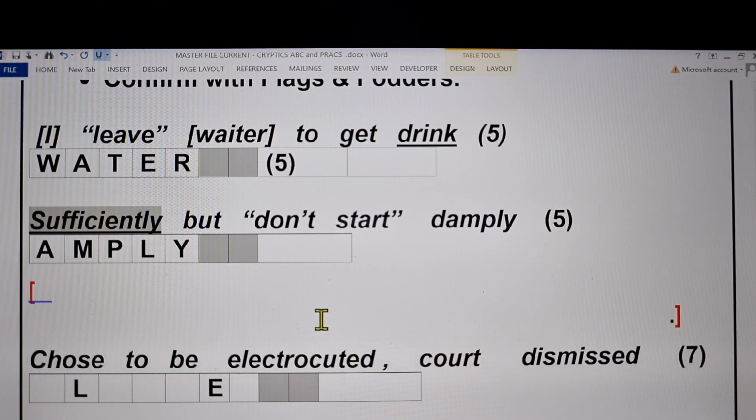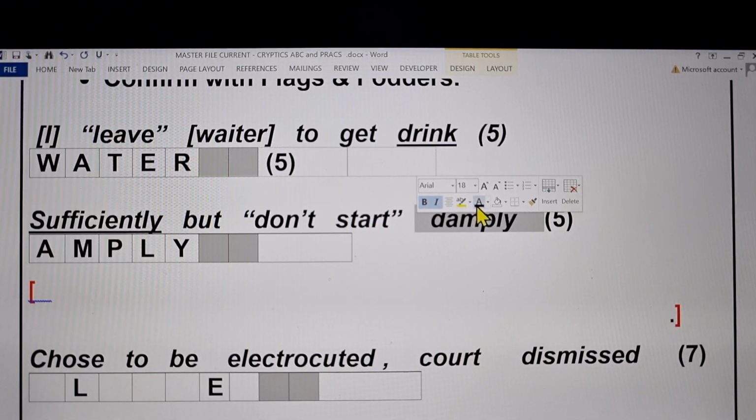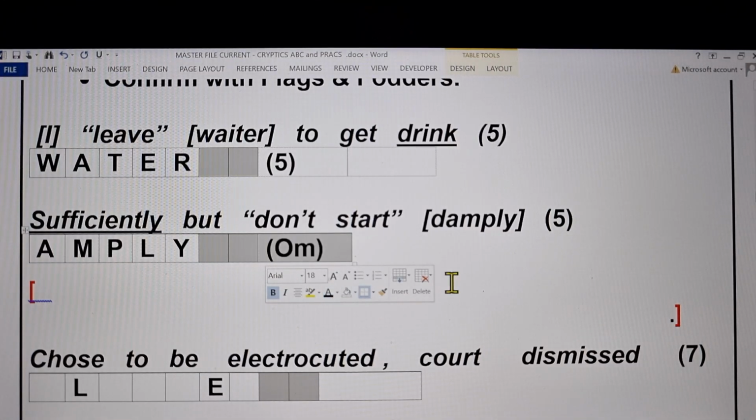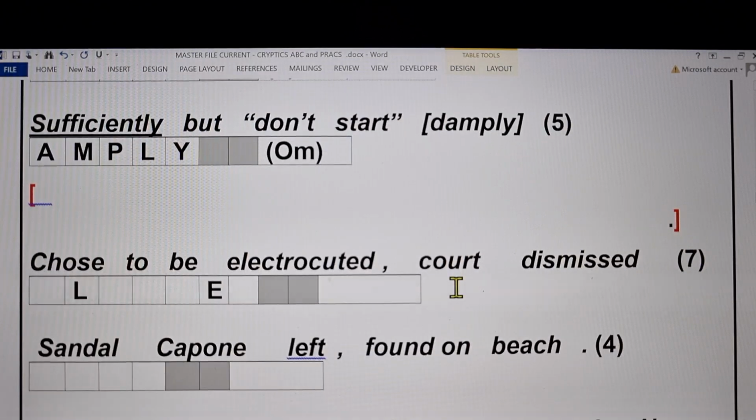Is this the one? It does look like the one. It fits the spaces. It matches the given. Is it the one? Well, prove it. Don't start damply. Now, there's only one fodder here I can see. In this case, sometimes you only have one. There's it, damply. Don't start damply. If you don't start damply, that means you don't have the D. There's your omission. And so what's left is the amply. That's your omission flag. But notice that it's only one fodder in this case. And that can happen, okay?